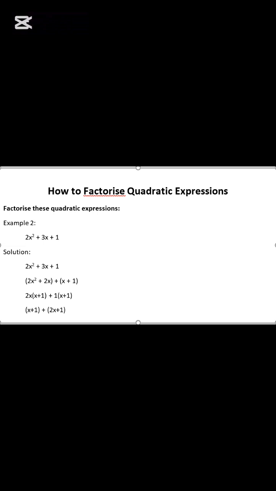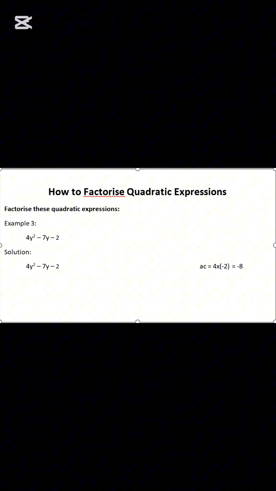Alright, let's finish strong with this one. This is the third example: 4y squared minus 7y minus 2. This looks a bit tougher, but trust me, it follows the same steps. The first step, multiply the first coefficient by the last one. That is 4 times minus 2, which is minus 8.